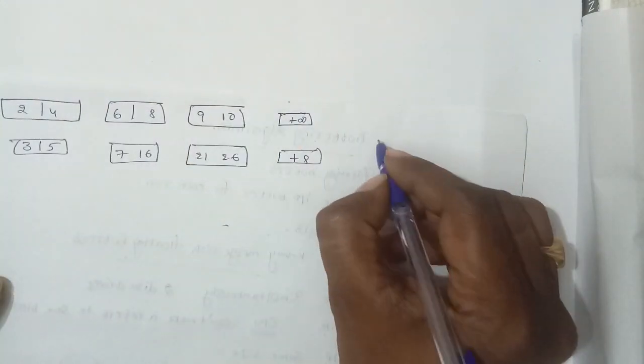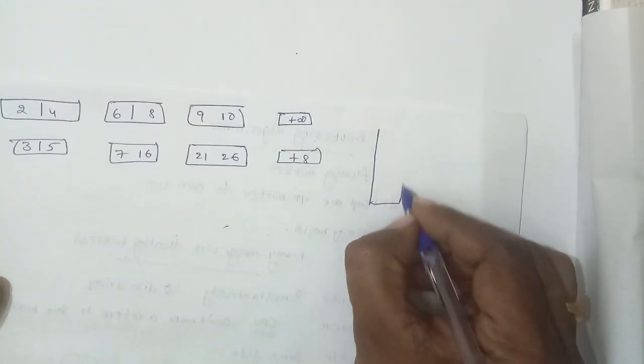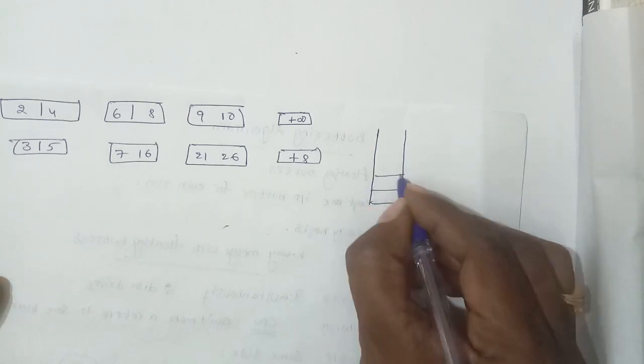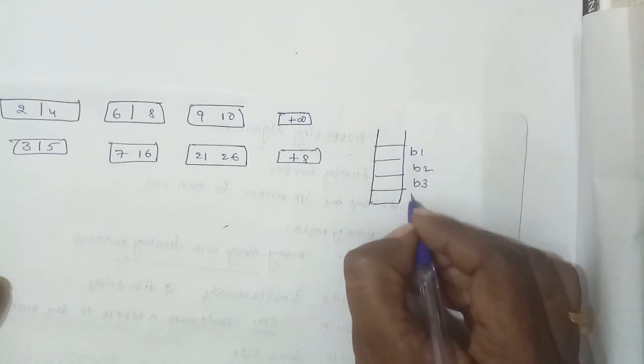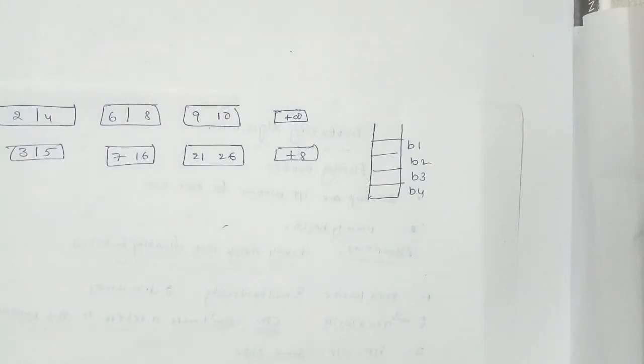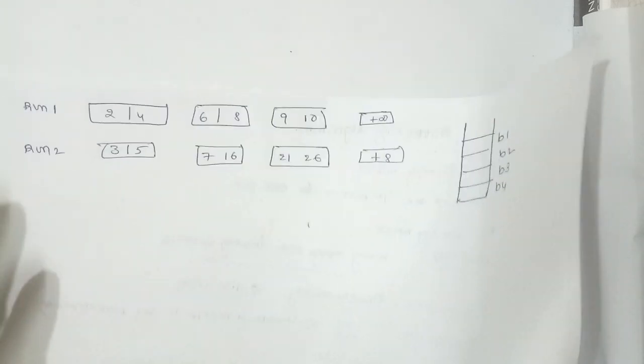I am using some floating buffers. Assume these are the floating buffers: B1, B2, B3, B4. So before going to the example, before implementing this concept, I will explain some of the important points.